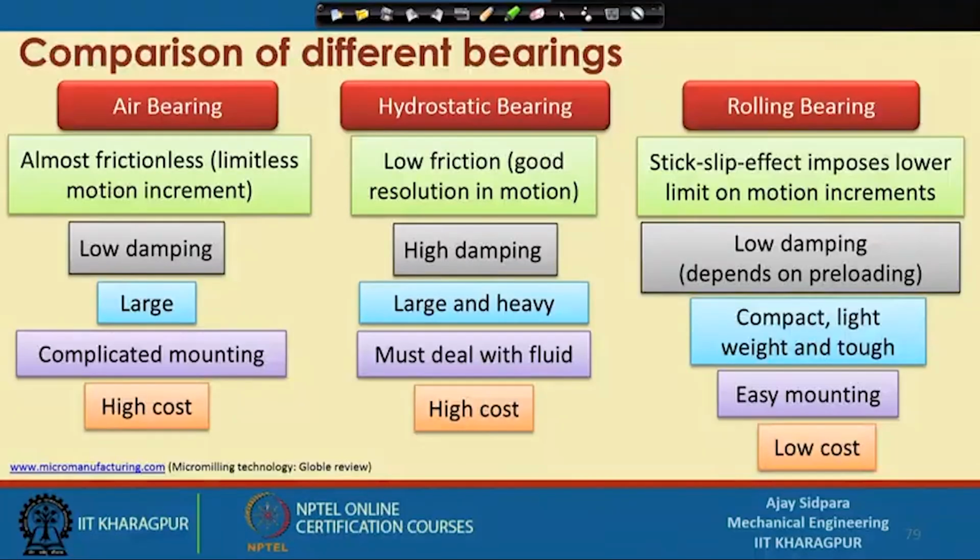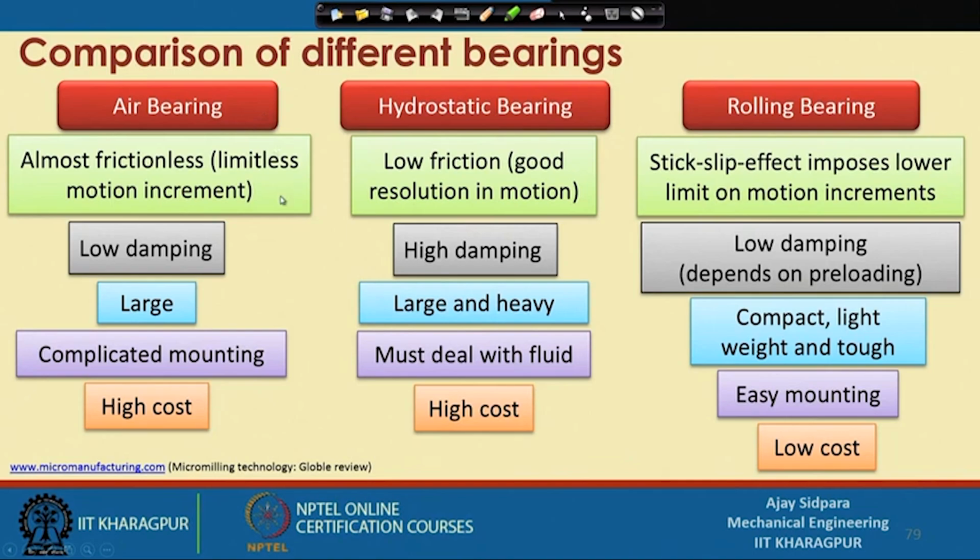So, let us continue this topic further and let us understand what are the other components which can be a part of a micromechanical machining center, which can be used for getting a high precision motion and very high accuracy. In the last class we have seen this comparison between the air bearing, hydrostatic bearing and the rolling bearing, and we have also seen that there are different advantages and disadvantages of all these three.